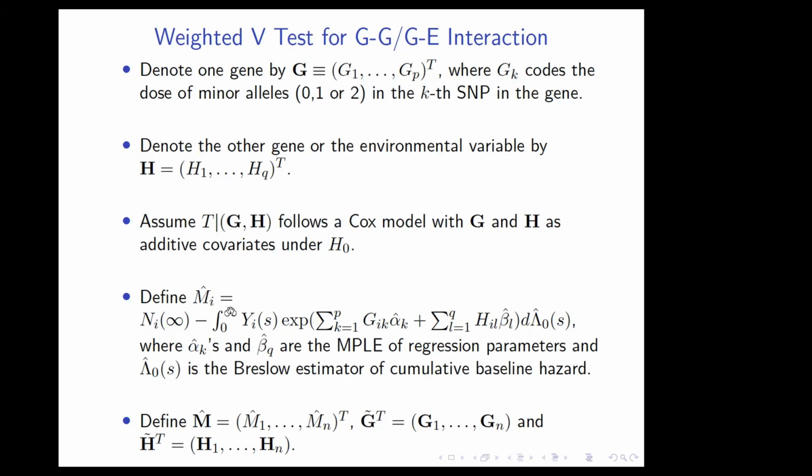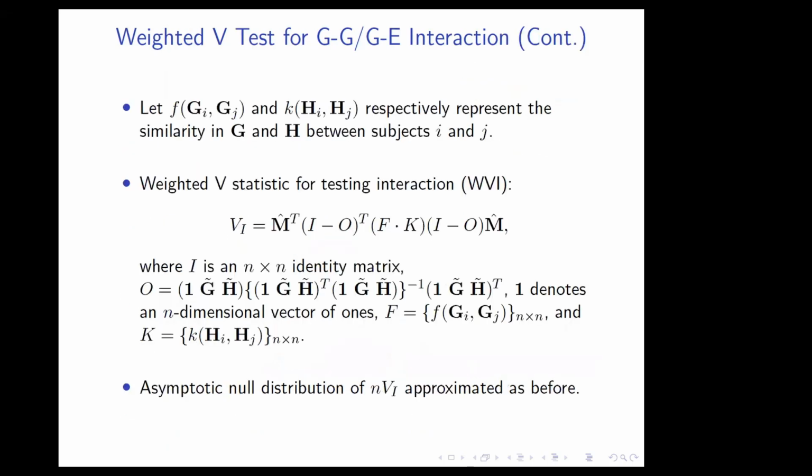Then we define this martingale residual based on this Cox model, and then define this M hat as the vector of martingale residuals. G tilde is the matrix of GIs, and H tilde is the matrix of HIs. Then we use kernel functions F and K to represent the similarity in G and H between subject I and subject J. Then the weighted V-test for testing gene-gene or gene-environment interaction is based on this weighted V statistic.